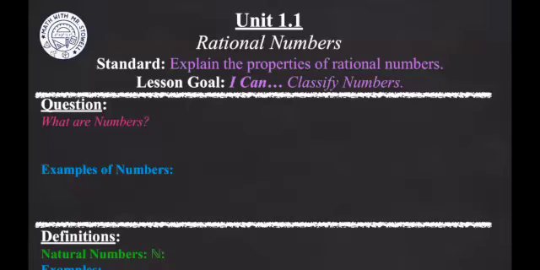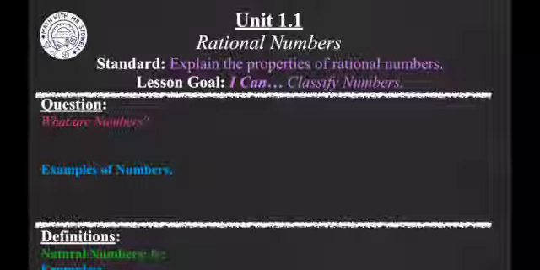Welcome to Unit 1.1. It's called Rational Numbers. In this unit, we are going to be looking at the standard Explain the Properties of Rational Numbers. This will be a two-part lesson, and our lesson goal for today is for us to be able to classify numbers. That way we can understand what a rational number even is.